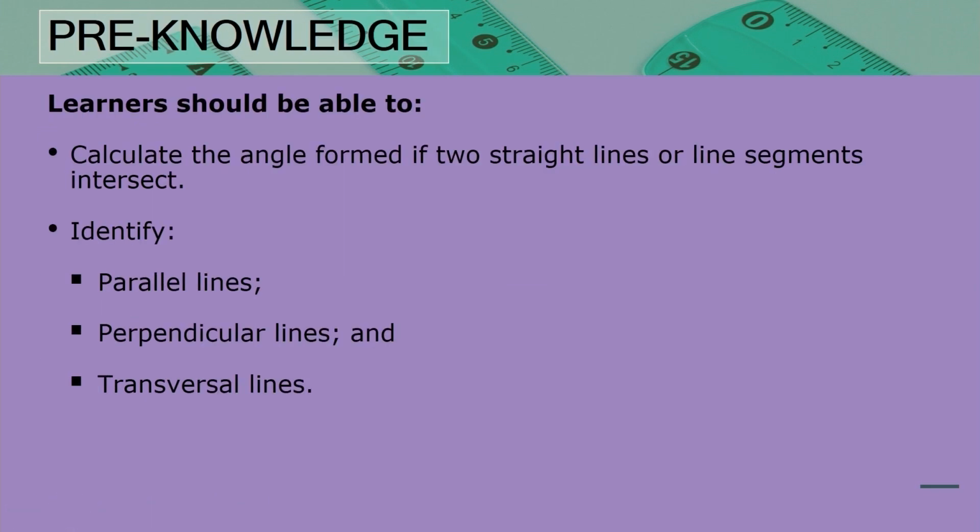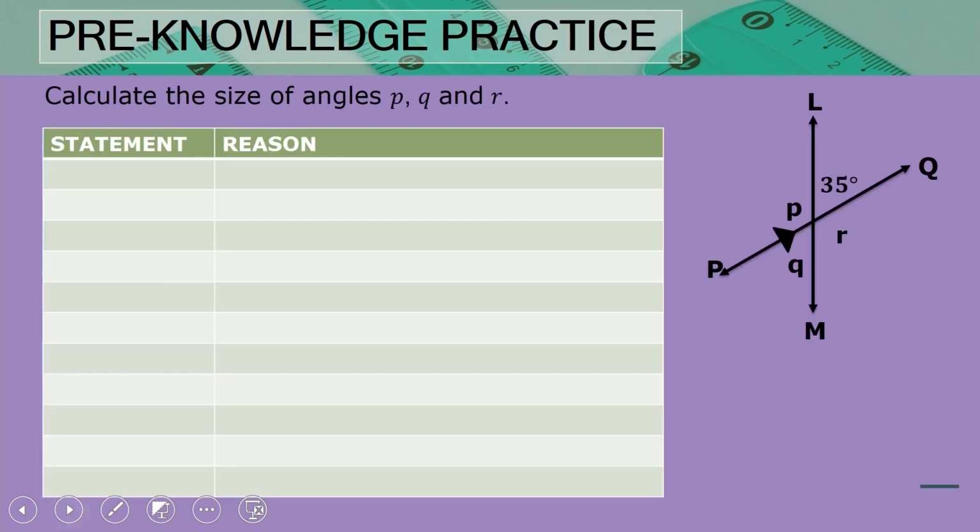For this lesson, you should be able to calculate the angle formed if two straight lines or line segments intersect. Also, you should be able to identify parallel lines, perpendicular lines, and transversal lines. Let's look at some pre-knowledge practice. Calculate the size of angles P, Q, and R.